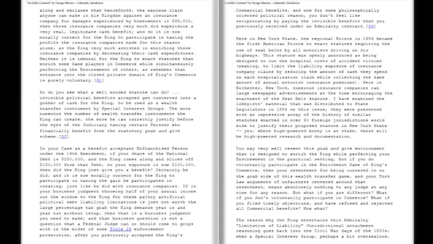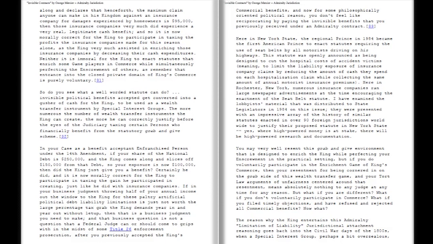Neither is it immoral for the king to enact statutes that enrich some game players in commerce while simultaneously perfecting the instrument of others, as remember that entrance into the closed private domain of king's commerce is purely voluntary. 31. So do you see what a well-worded statute can do? Invisible political benefits accepted get converted into a gusher of cash for the king, to be used as a wealth transfer instrument by special interest groups.